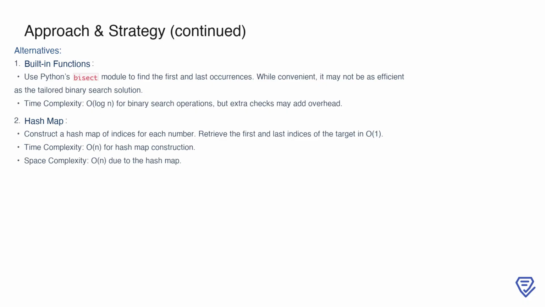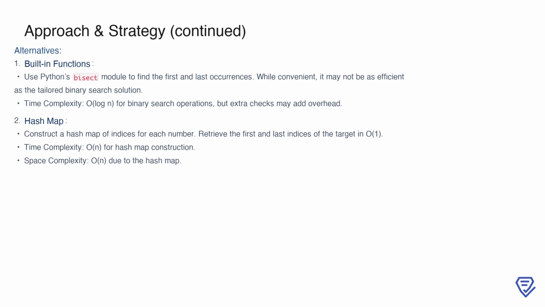Another option is leveraging a hash map. Here, we construct a dictionary that maps each number in the array to its indices. Once the hash map is built, retrieving the first and last indices of the target is a constant time operation, O(1). However, the hash map itself requires O(n) time to construct and additional memory, which adds to the overall space complexity. These alternatives can be useful in certain scenarios, but they come with trade-offs.